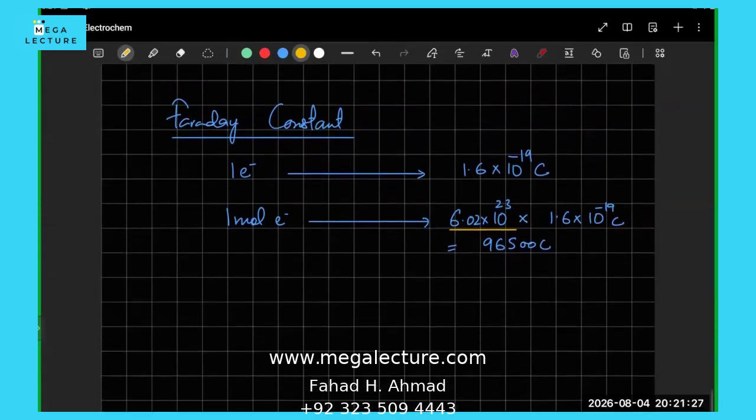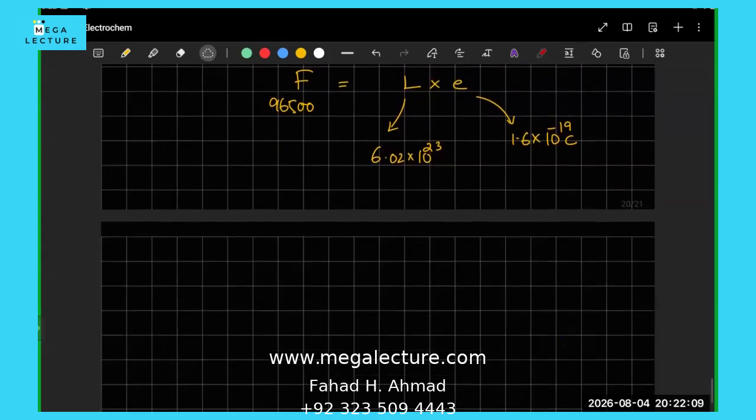So Faraday constant is basically nothing but this fact. इसको ना they often write it as the Faraday constant F is equal to L times E, that is 96,500 coulombs. L is the Avogadro's constant, that's 6.02 times 10 power 23. And E is 1.6 times 10 power minus 19 coulombs, right? So that's your Faraday constant. F is equal to LE, right?